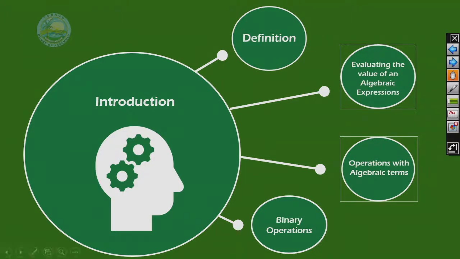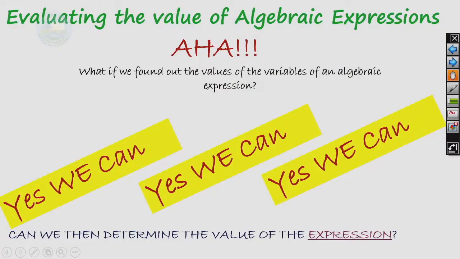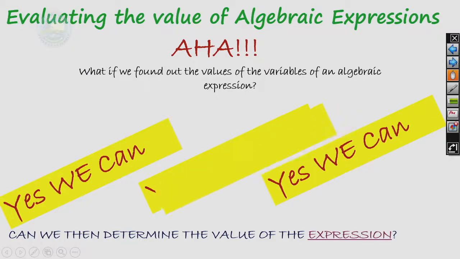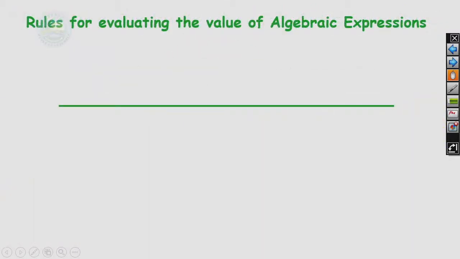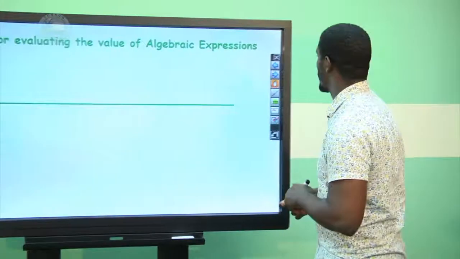So we looked at the definition of algebra and all the terms that come along with a study of algebra. The next thing that we want to look at is evaluating the value of an algebraic expression. What if we found out the values of the variables in an algebraic expression? Can we then determine the values of the expression? Yes, we can.